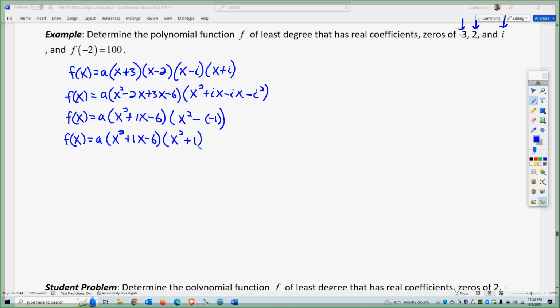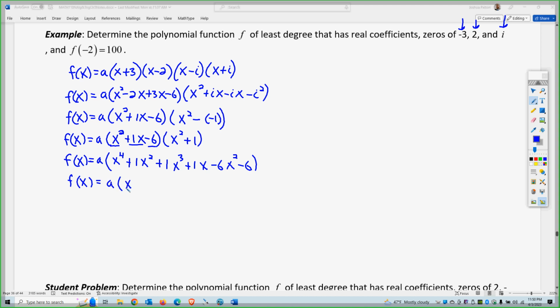Okay, so we're almost done. So f of x equals a. All right, so 3 terms times 2 terms should be 6 terms, right? So we start with this one, that gives me x to the 4th plus 1x squared. So this one gives me plus 1x to the 3rd plus 1x. And then this one here, minus 6x squared minus 6. So that's 1, 2, 3, 4, 5, 6. Perfect.